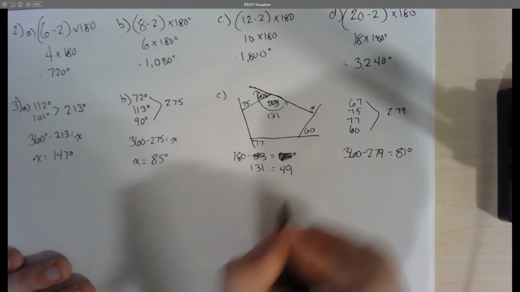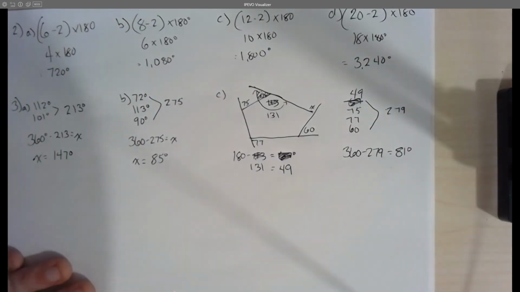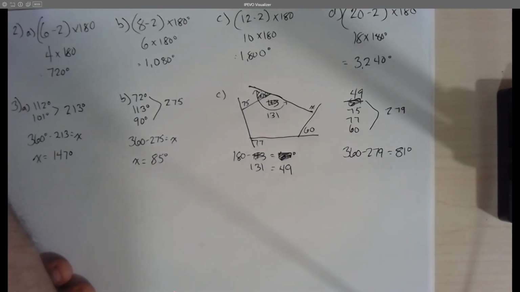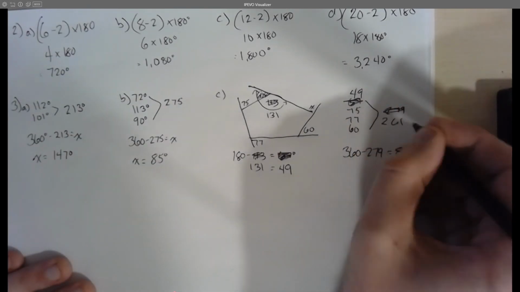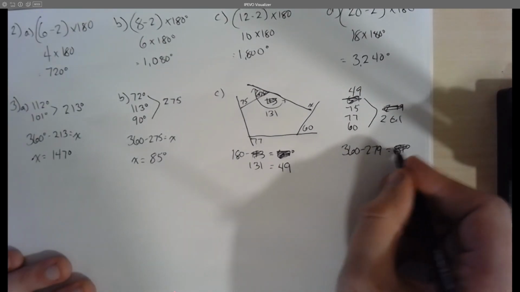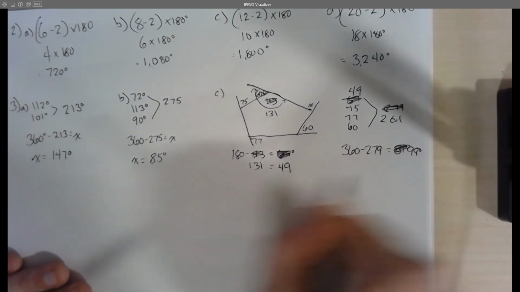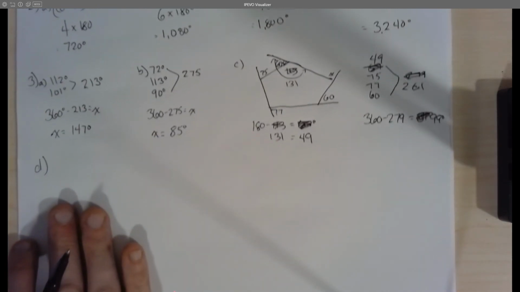This is going to mean this is 49 degrees. This is going to be 49 instead. Which just means that there's a slight difference. So 49 plus the 75 plus the 77 plus the 60 is going to give us 261, which would mean that now our value here should be 99 degrees. So that was my mistake, but the process is the same, I just copied it down a little bit wrong.